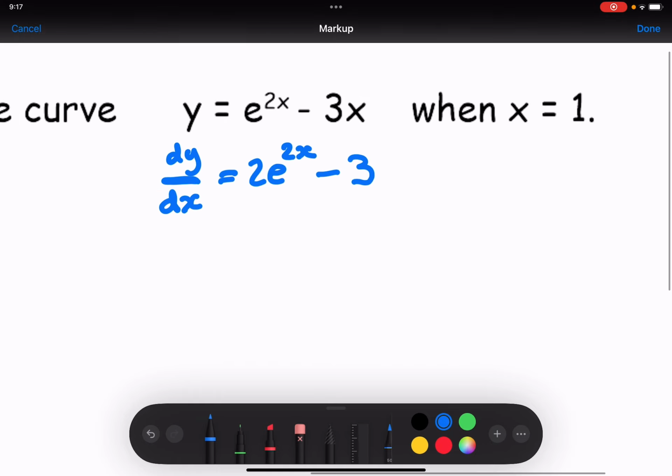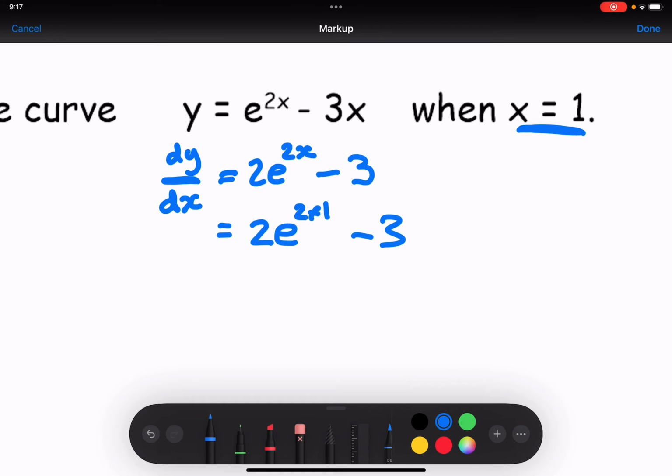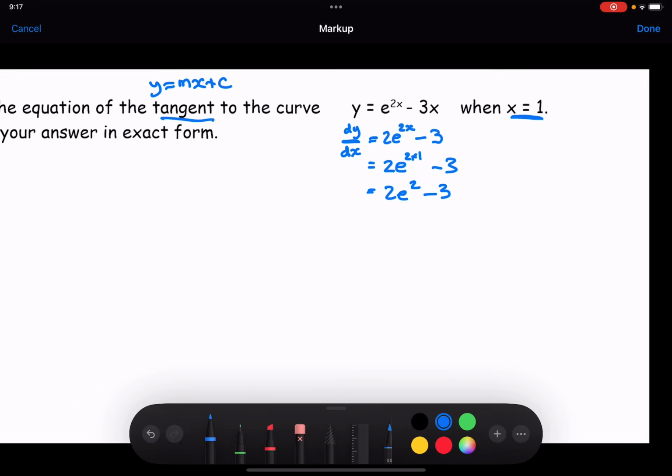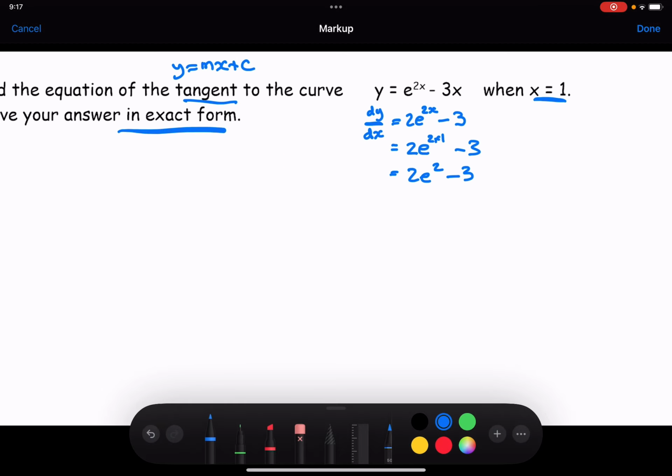And I want to work out what the gradient is when x is 1. So let's substitute 1 into that. So we'll get 2 times e to the power of 2 times 1 minus 3, which is 2e squared minus 3. Now, don't touch your calculator, because we need to leave our answer in exact form. So I'm going to leave the gradient in this form here. That's the gradient of the tangent in exact form.